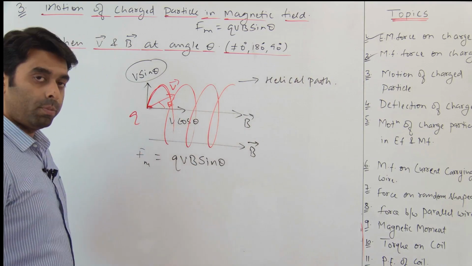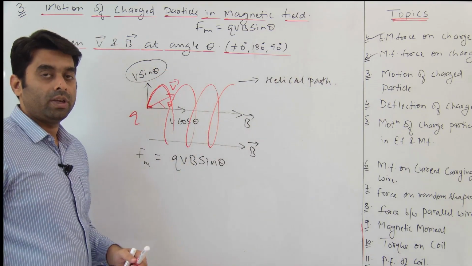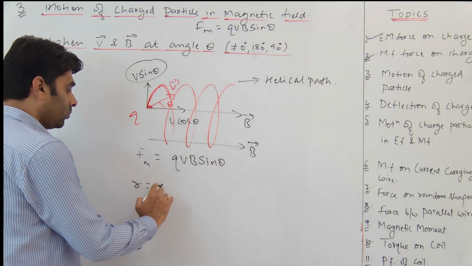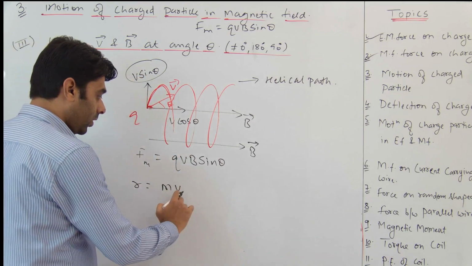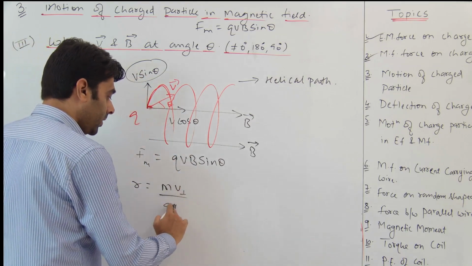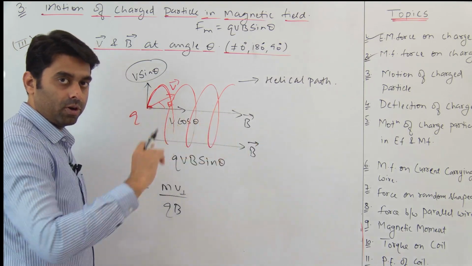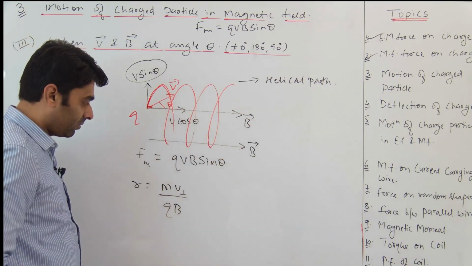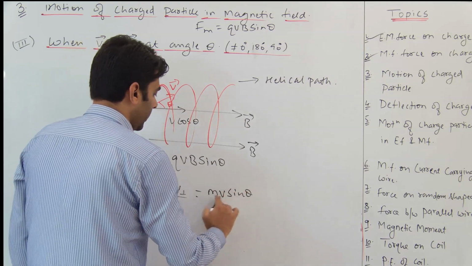Now, certain points regarding this. What will be the radius of these circular paths over here? The radius of the circular path will be R equals m v perpendicular by QB. Again, how are we deriving it? This force is responsible for the centripetal force. So QVB sin theta is equal to mv square by R. From that we get, this over here I can also write as m v sin theta by QB.